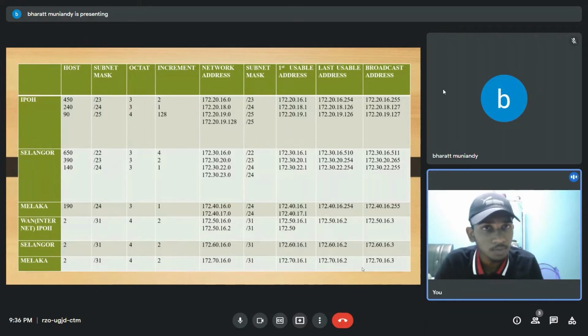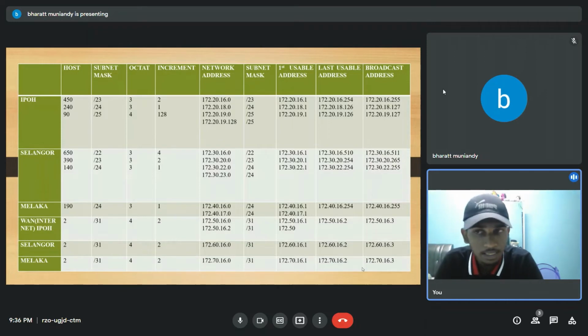The last will be the last usable address. For the last usable address, we should subtract 1 from the broadcast address. So the answer will be 172.30.16.510, 172.30.20.254, and the third one will be 172.30.22.254.